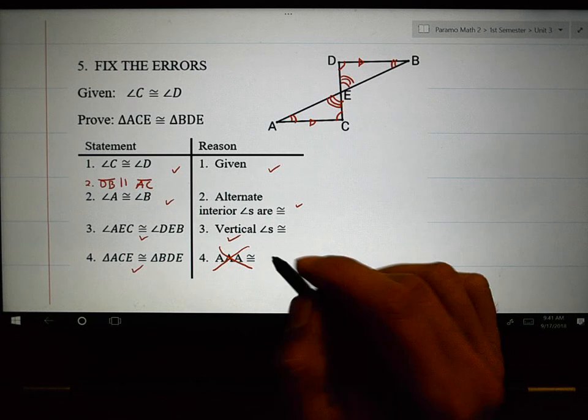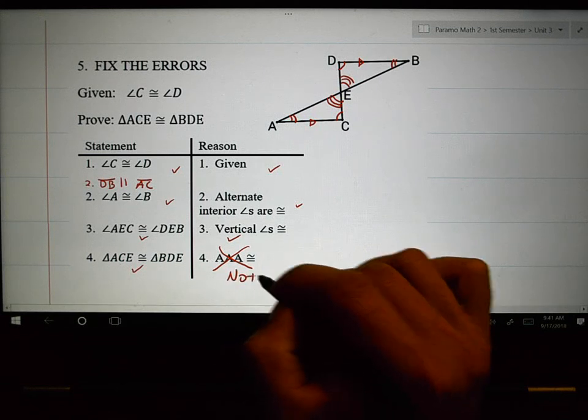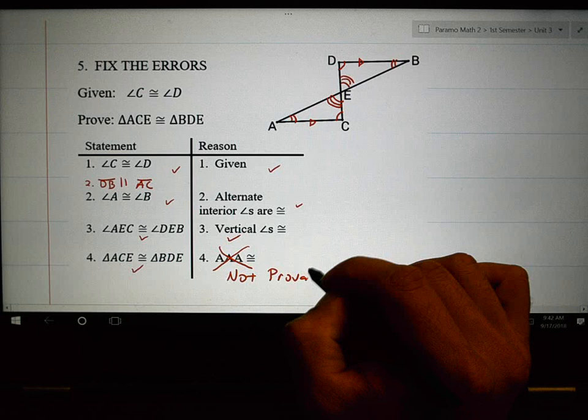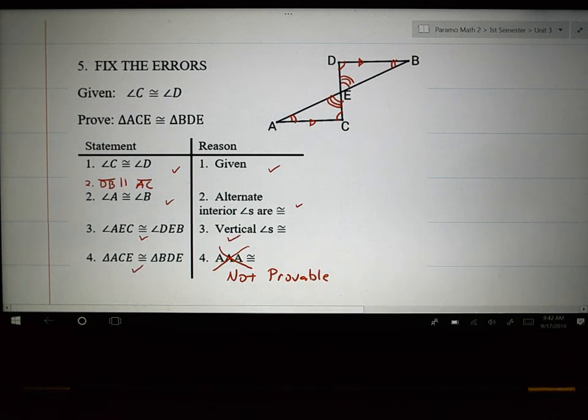We are going to say that this is not provable. It's the only one that I have found in your worksheet that you're not going to be able to prove. So I'm going to stop your notes right there.